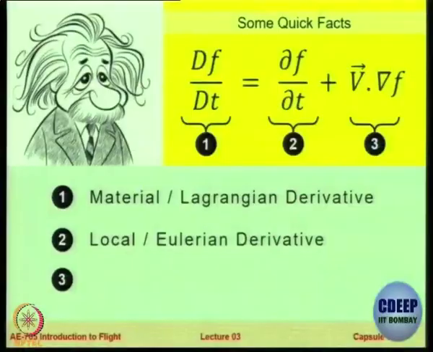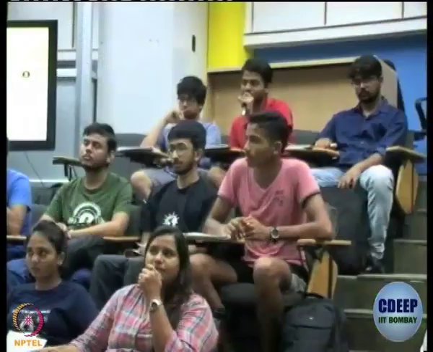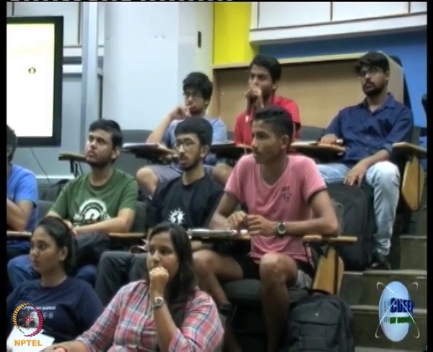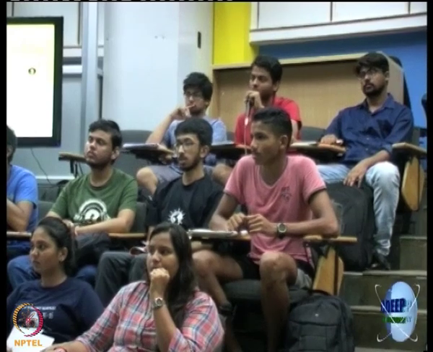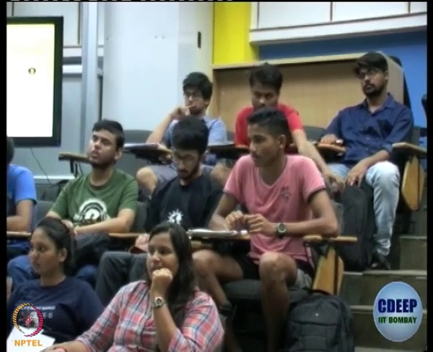What do you call this term? Space derivative? Where is the space coming there? No, it is a transport derivative, okay, or convective, because it is because of moving. So the total derivative is equal to a local derivative plus a transport derivative or a convective derivative. This is how we will define basic fluid flow.